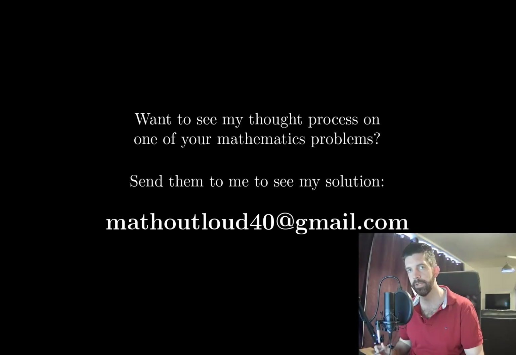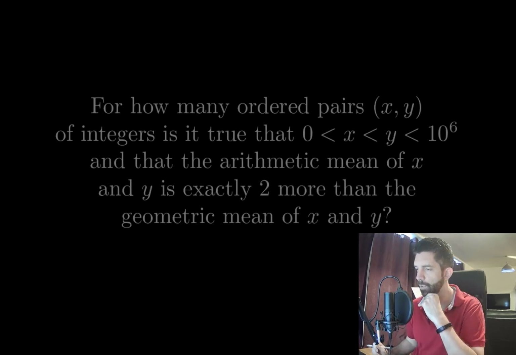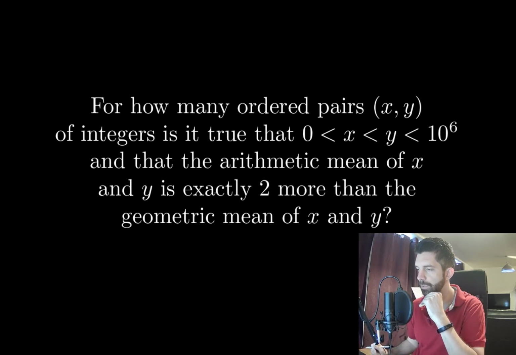Hello everyone, let's take a look at our next problem. For how many ordered pairs (x, y) of integers is it true that 0 is less than x is less than y is less than 10 to the 6, and that the arithmetic mean of x and y is exactly 2 more than the geometric mean of x and y?